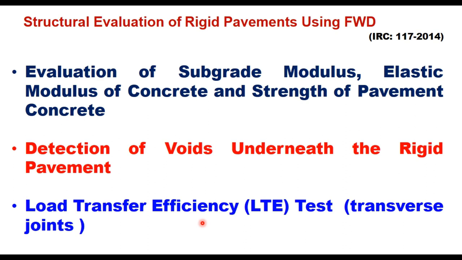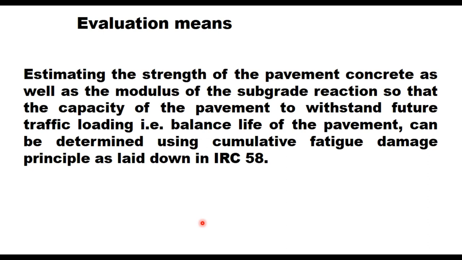FWD method is used to estimate the in-situ strength of concrete slab and the modulus of subgrade reaction. And therefore, evaluation means basically estimating the strength of the pavement concrete as well as the modulus of subgrade reaction, so that the capacity of the pavement to withstand future traffic load, that is balance life of the pavement, can be determined using cumulative fatigue damage principle as laid down in IRC 58.